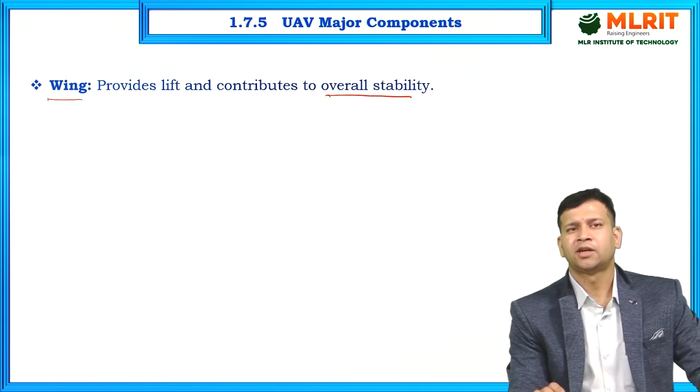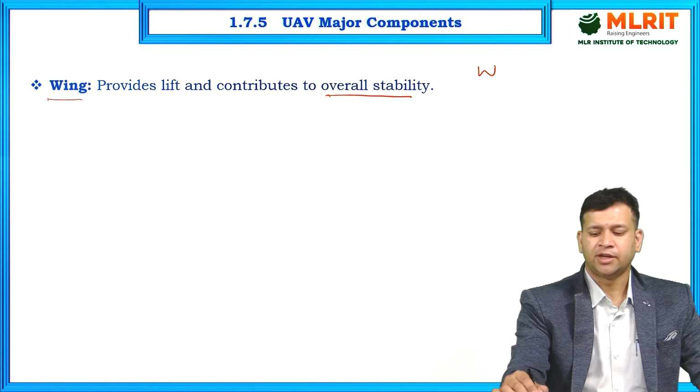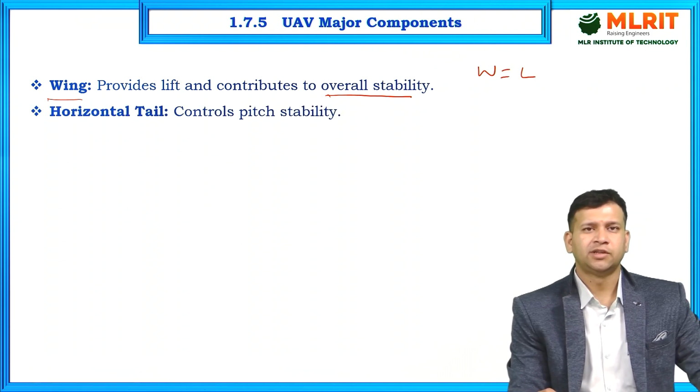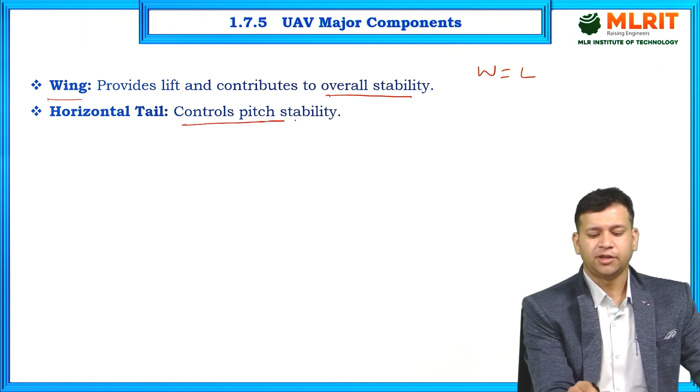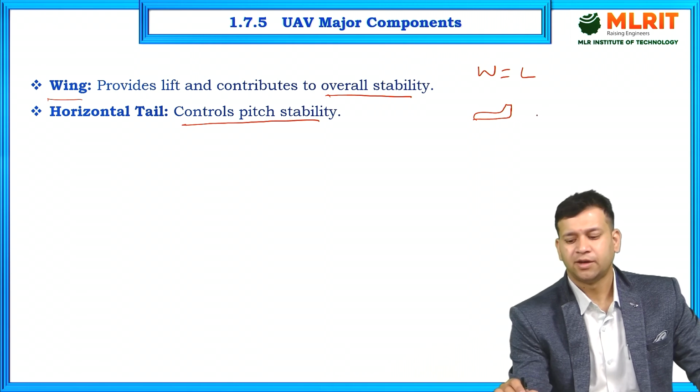It ensures that the aircraft is generating sufficient lift so that whatever the weight of the aircraft is, it is being maintained during steady level flight. Horizontal tail, it controls the pitch stability. It ensures that the aircraft is moving in steady level flight rather than being disturbed.